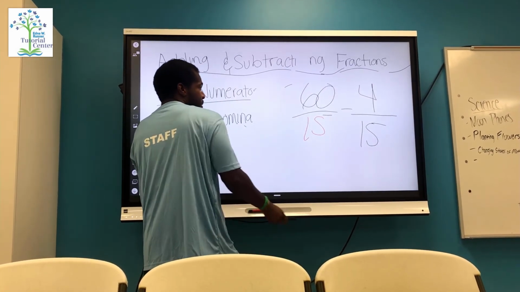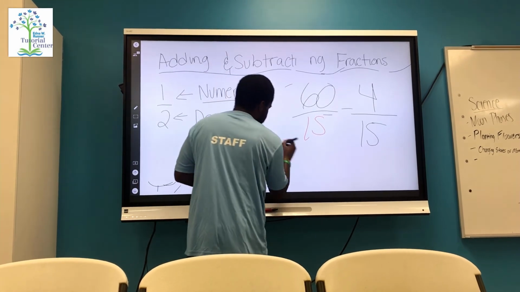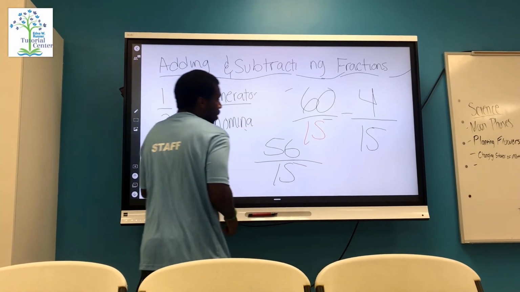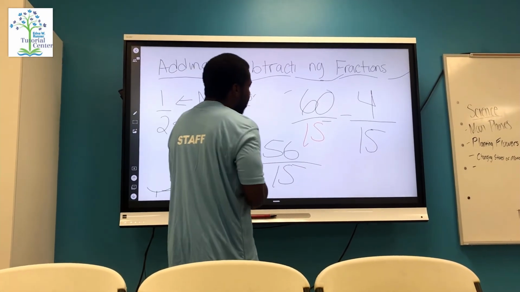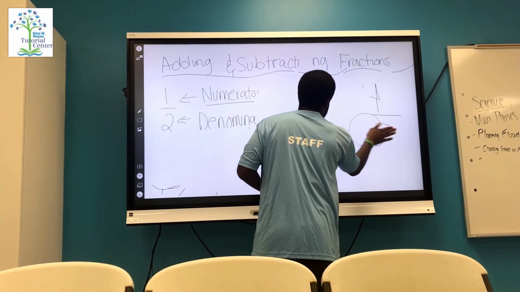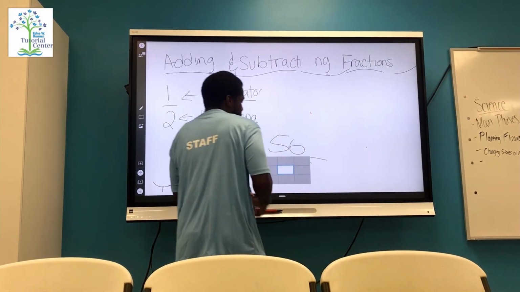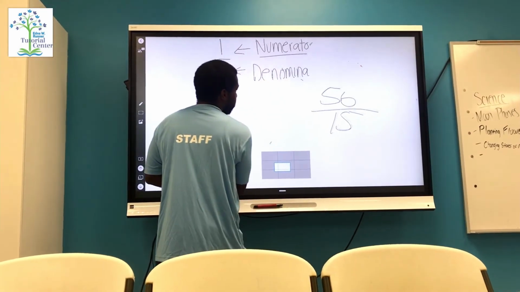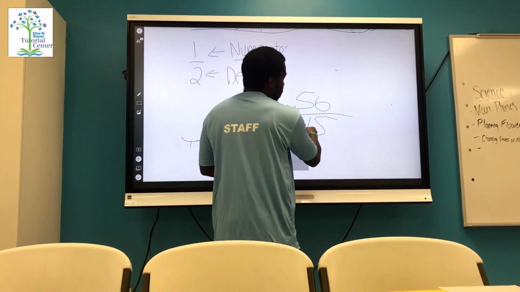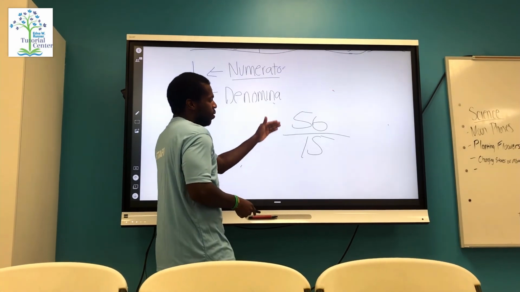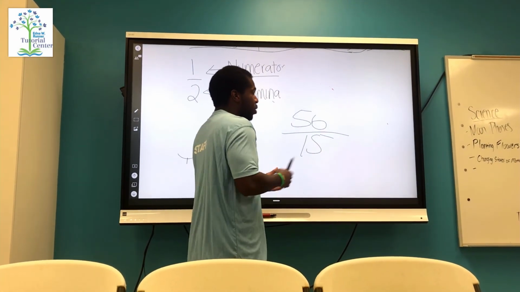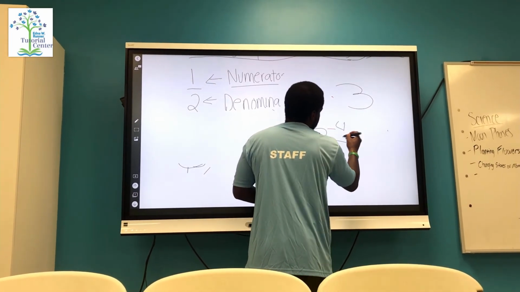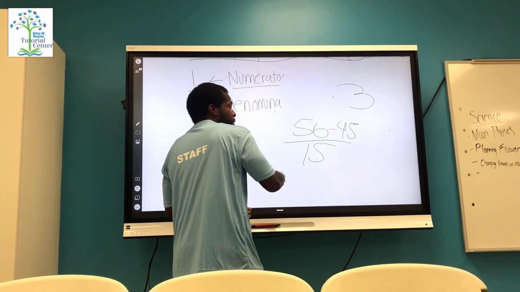Subtract 4 over 15. 60 minus 4 is, what is that, ladies and gentlemen? 56. So my answer is 56 over 15. If I wanted to simplify this and turn it into a mixed number, I would ask myself, how many times can 15 go into 56 without going over? I know on the top of my head that would be 3. That will equal 45, so I can put minus 45 right here.